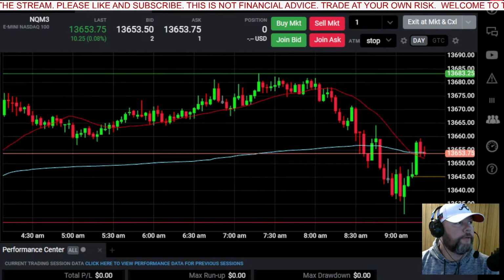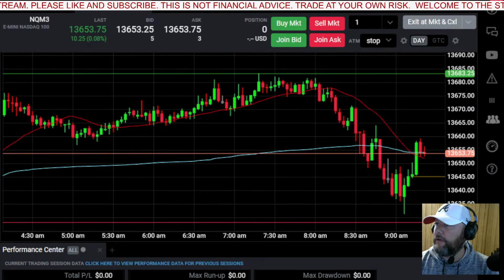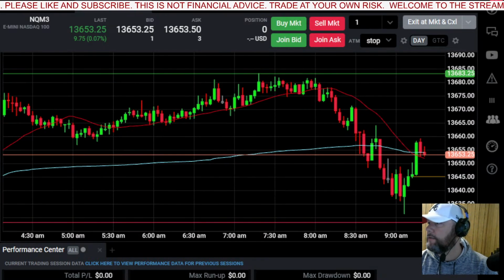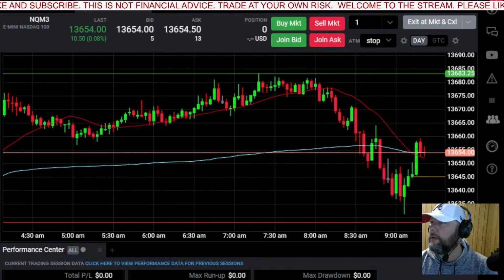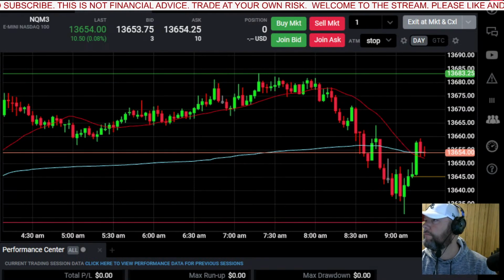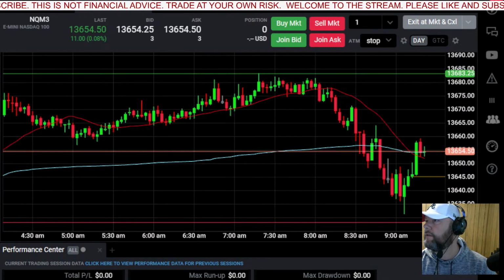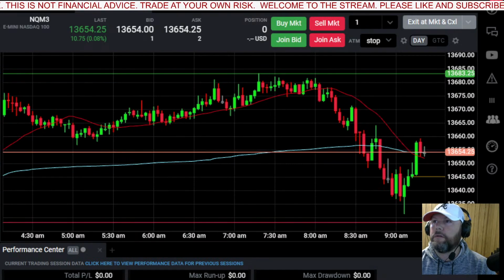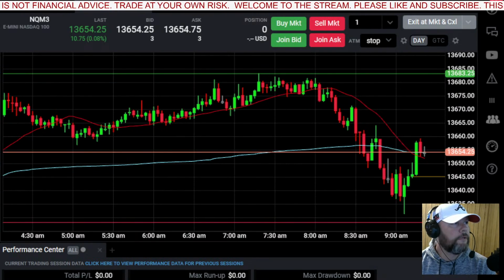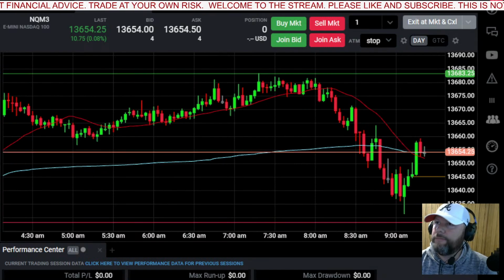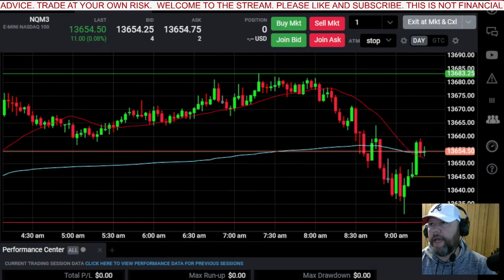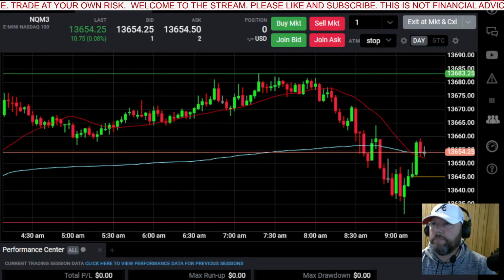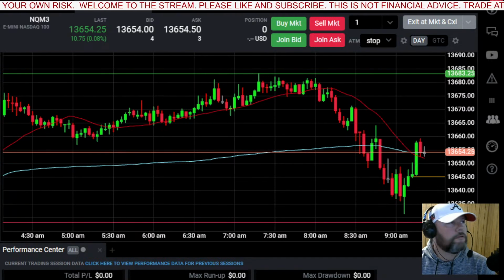Kind of right in between two pivots here on the Nasdaq. We have a pivot to the downside at 13,616 and a pivot to the upside at 13,678. So, first 30 minutes of the open here, it's going to kind of be unpredictable. Like I said, there's a small gap, but not very much to speak of there. So we'll just kind of see what happens.